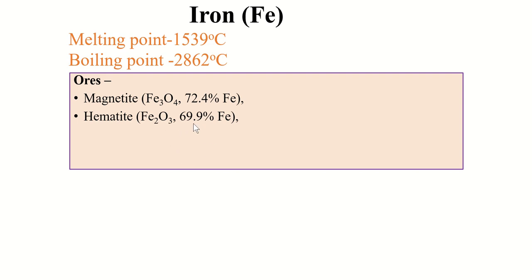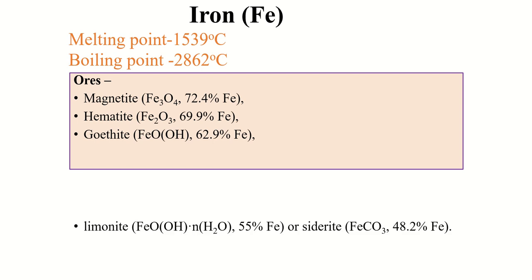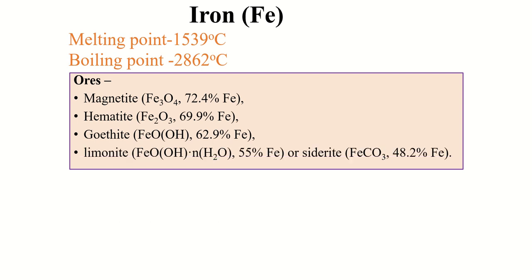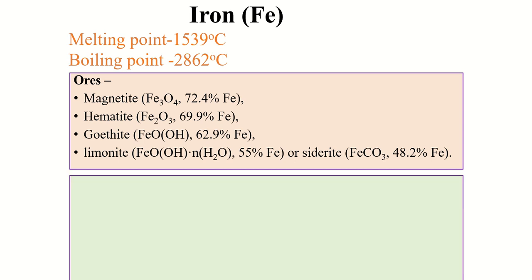It contains 69.9% iron, as Fe2O3. The third one is goethite, which is also an important ore of iron. Limonite and siderite are also ores of iron. These are the very important ores for extracting iron.